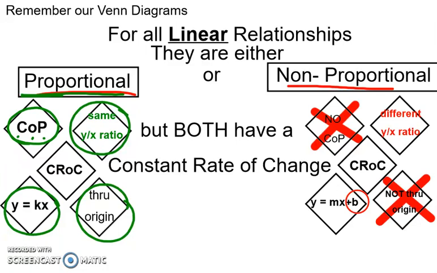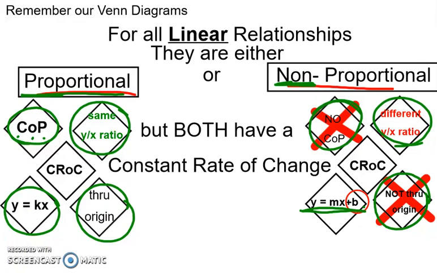Over on the non-proportional side, you're going to see that there's no constant of proportionality. Well, it's not proportional. That should make sense. Opposite of a proportional relationship, it will have a different y over x ratio. It does not go through the origin. And the equation of the line is going to have that plus b at the end. Y equals mx plus b. So there's something extra added on at the end.